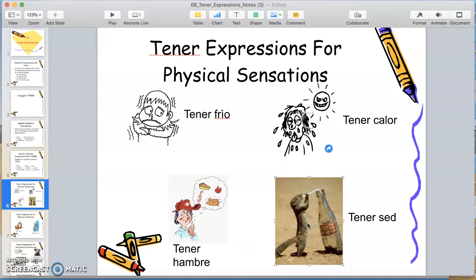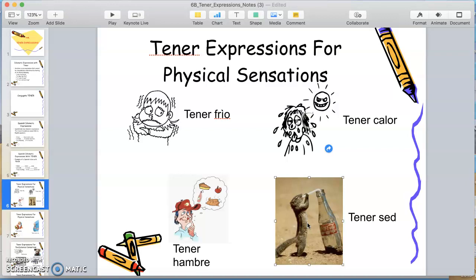Okay, so this little squirrel is drinking Pepsi. Not a lot of Pepsi's coming out. It looks like somebody left that on the beach. But he is thirsty. So tener sed equals to be thirsty. So let's go over it for anyone who that was a little fast.